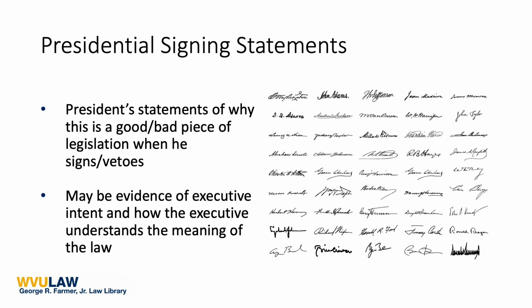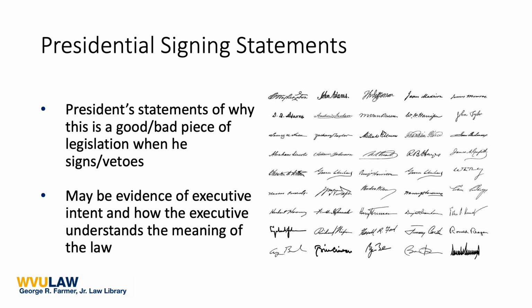When the President signs or vetoes a piece of legislation, they may issue a signing statement that explains why the executive branch is vetoing or passing a piece of legislation. This does not speak to legislative intent, but it may be evidence of executive intent and how the executive understands the meaning of the law.